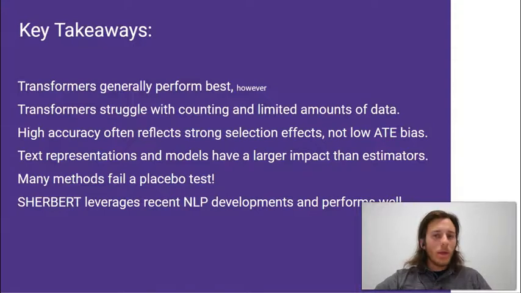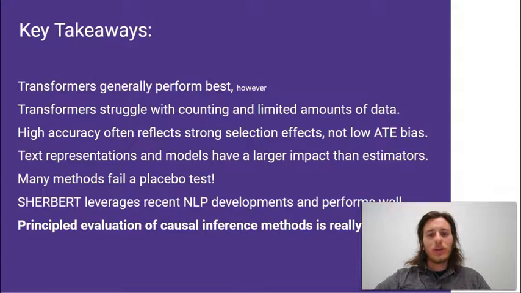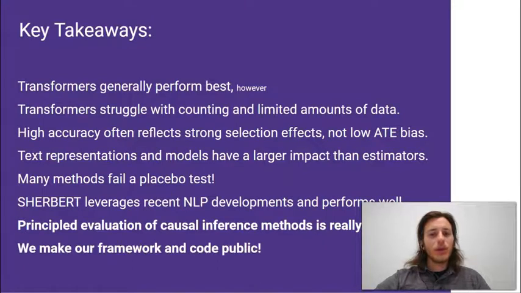Now, if there's one thing that I'd like you to take away from this work, it's that principled evaluation of causal inference methods is really important. We need to be careful about how we develop, evaluate, and select the methods that we use. To this end, our framework is easily extensible, so you can add new tasks specific to the challenges in your area of research. And last, we make our framework and code public so that everyone can use it, including both researchers developing new methods as well as those applying them.